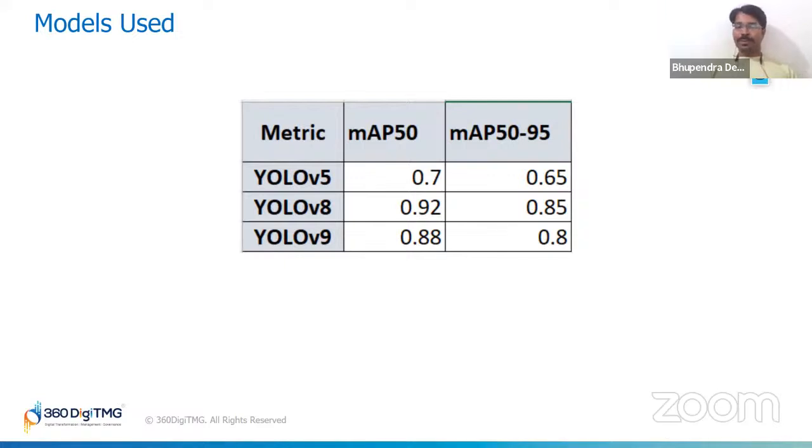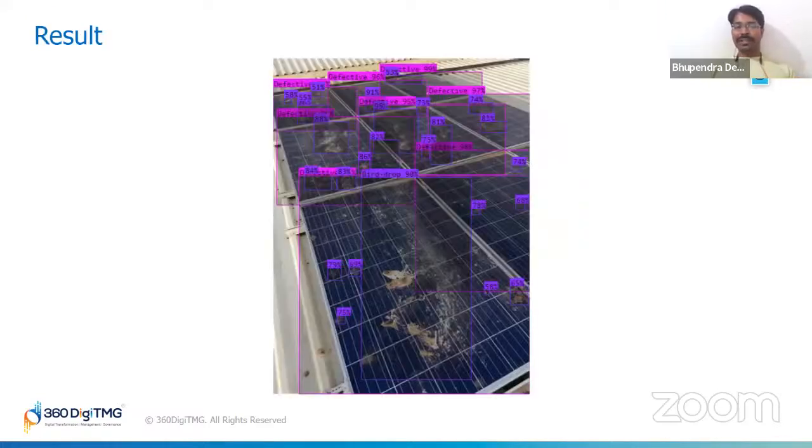So let's move towards the result. When we see this, please explain the same, Dev. Yeah. So basically here, we had annotated it to detect the bud dropping. So you can see these purple boxes are detecting the bud drops present in the solar panels. And along with that, it is also marking that solar panel as defective.